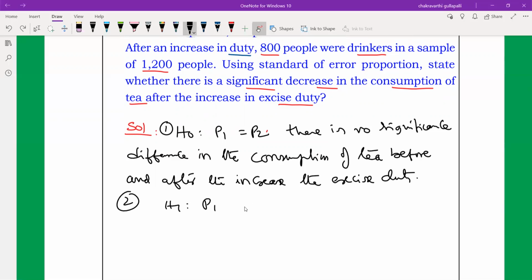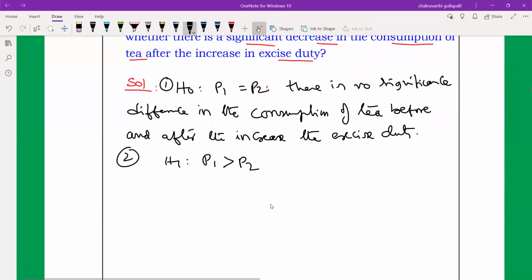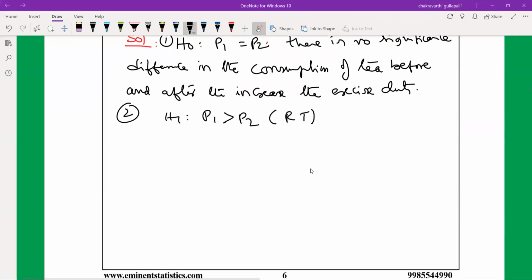The suitable one here is P1 greater than P2. Before excise duty the proportion is P1, after excise duty the proportion is P2. Decrease means P1 greater than P2 in this case. Definitely the suitable alternative hypothesis is P1 greater than P2. This is a right tail test. Use a right tail test; that is the purpose of the one tail test.